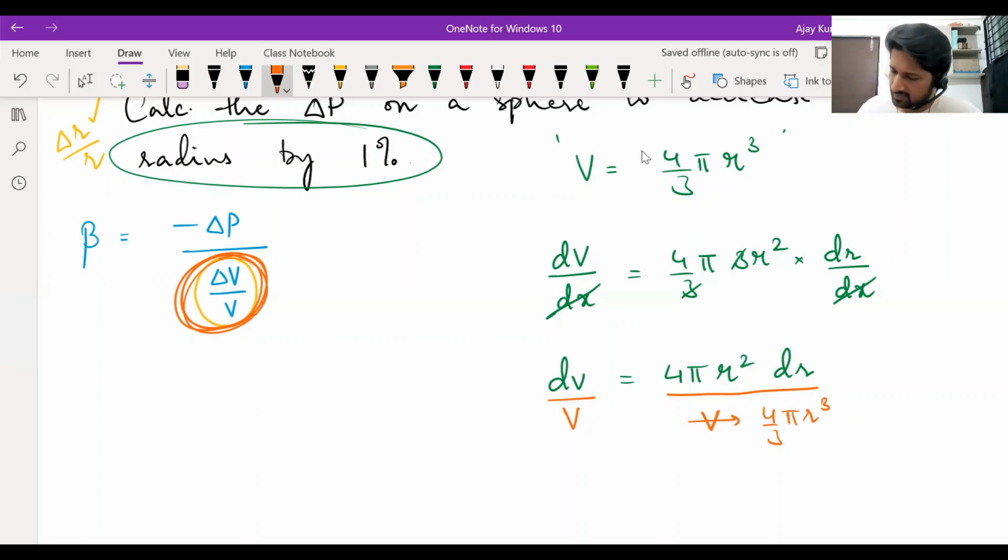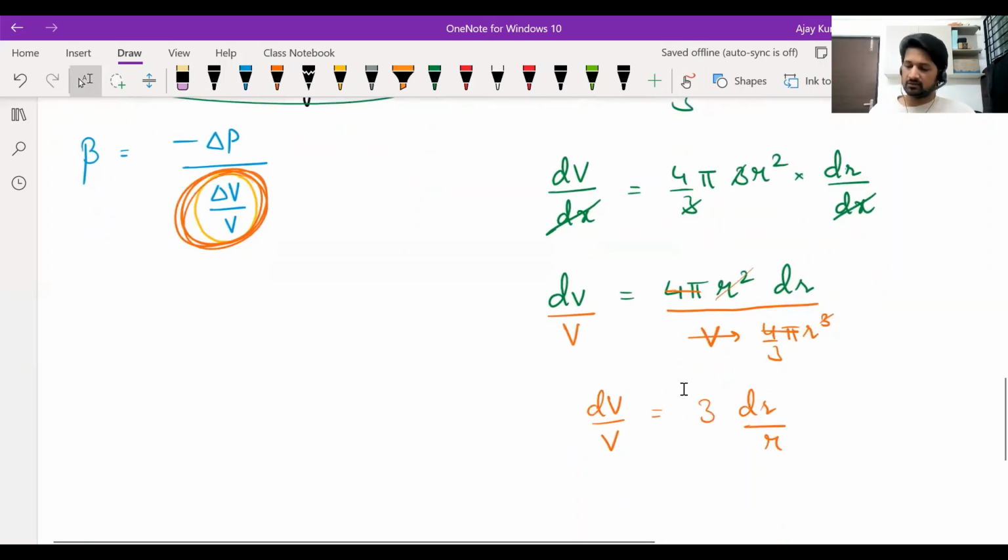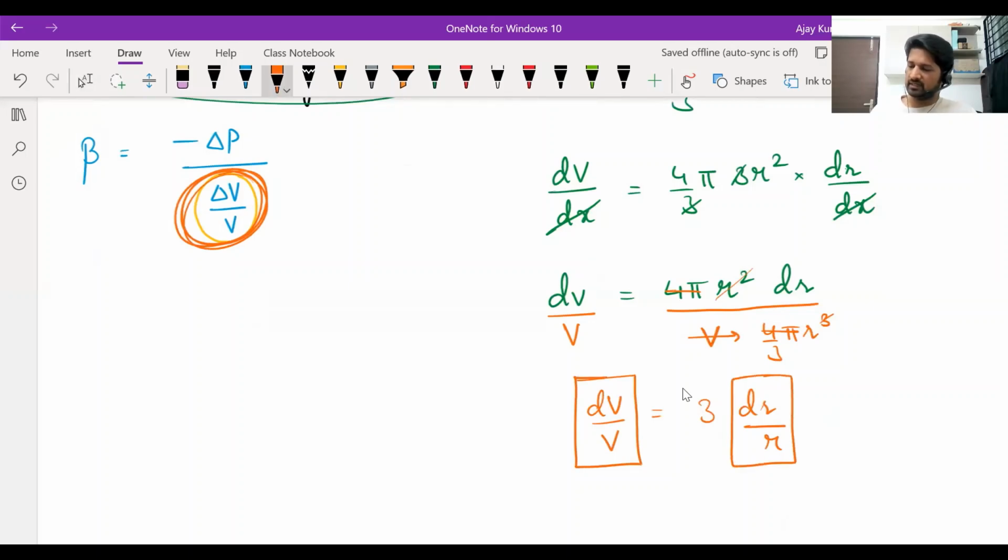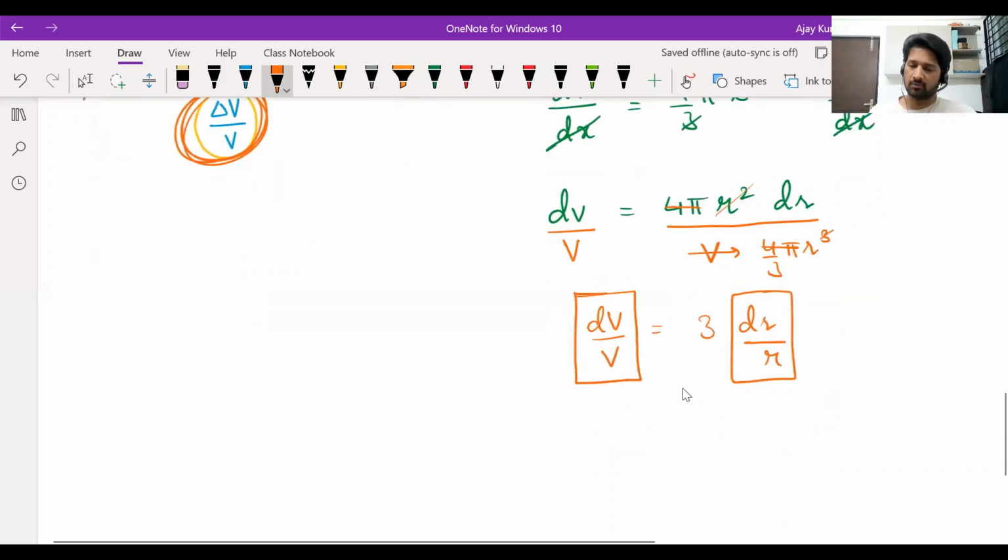How does this help? 4 pi's cancel, 3 goes to the numerator. The right hand side becomes 3, okay, r square and r cube, 1 r will remain, dr by r. So you get dV by V is 3 times dr by r. So what did you do effectively? You relate the relative change in volume to the relative change in radius. Simple. And this is what we learned in error analysis also, error propagation.